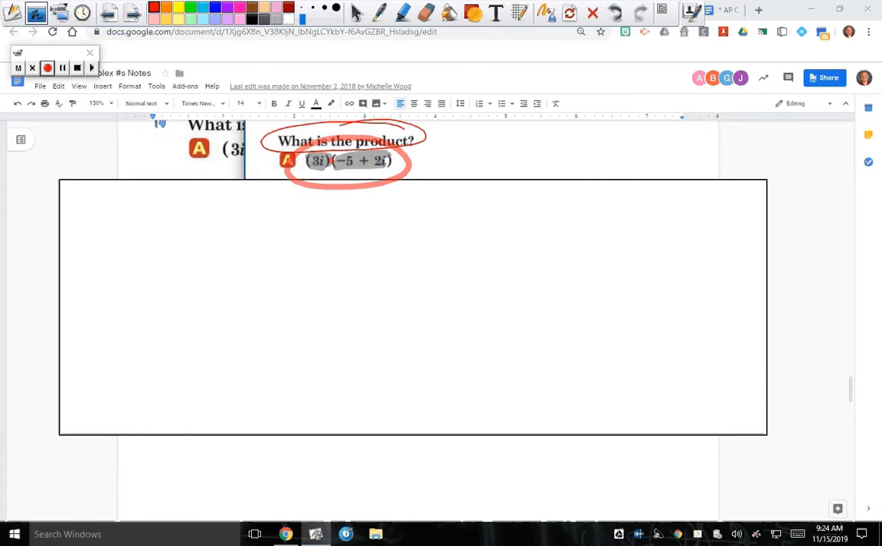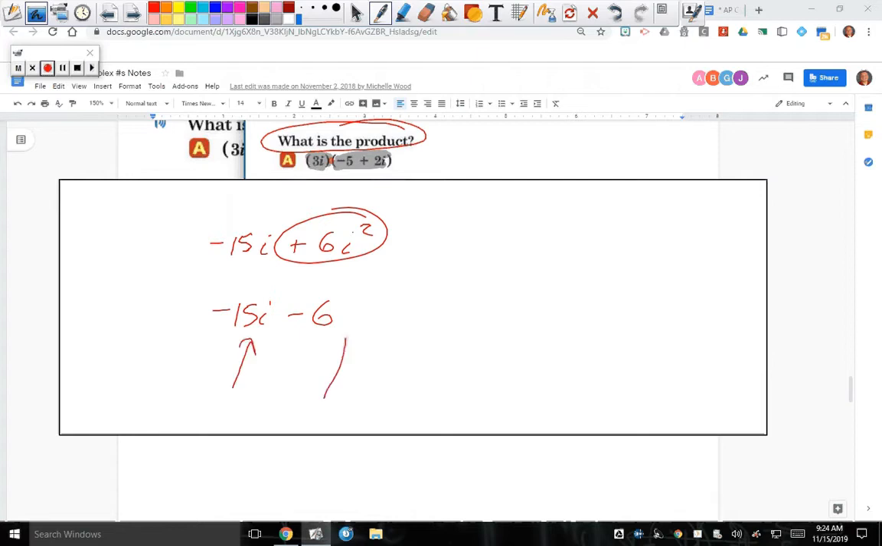Okay, here we go. So let's find the product. What do I do? What's my answer? Negative 15i plus 6i squared. You see that? All we did was just distribute. What's i squared? Negative 1. So what are we really doing here? Subtracting 6. Is this negative 21i? No. Because I can't combine them because I'm looking at pencils and pens. You with me?